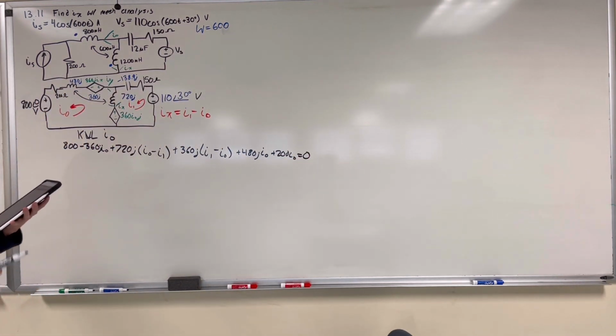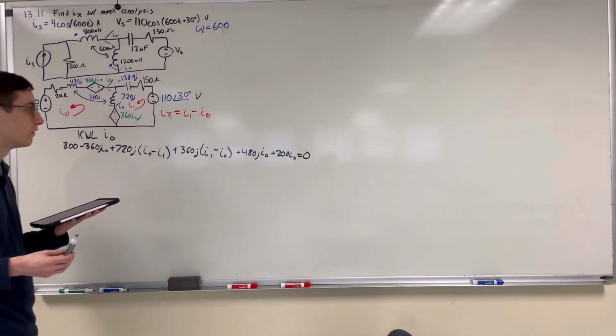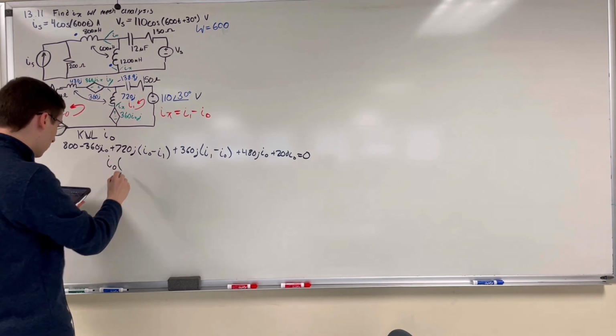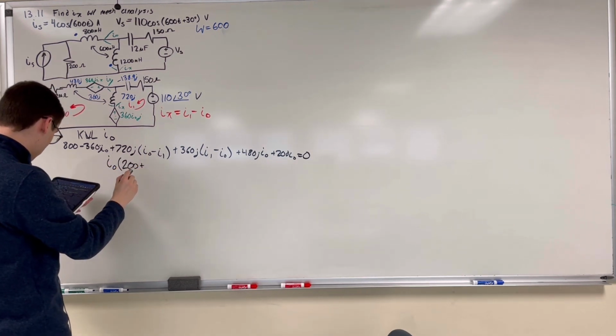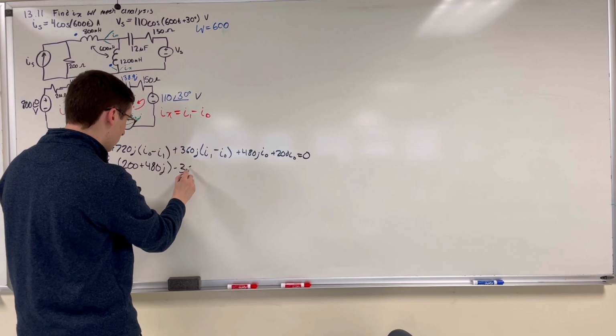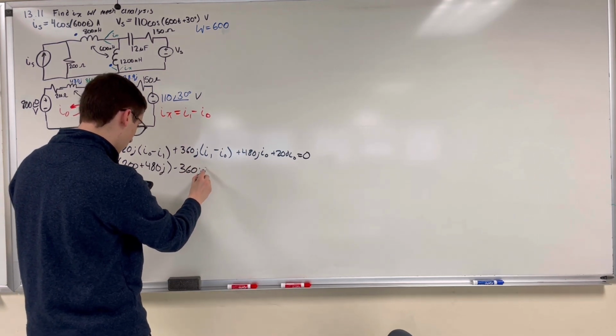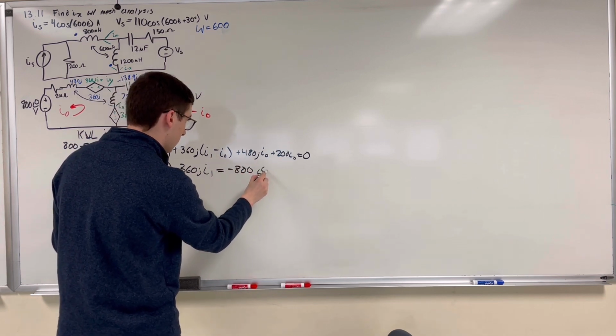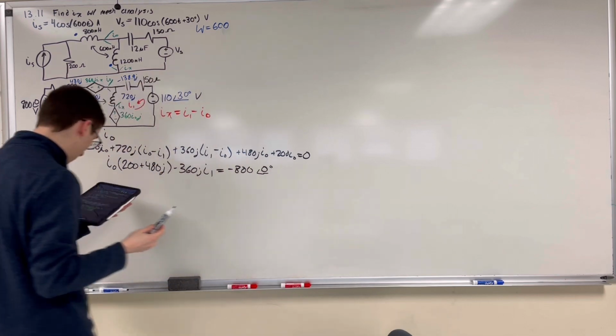Pretty long equation, but it gets simplified pretty simply. So I'm just going to go to the simplified form. You guys deal with all the fun algebra. It's going to be simply IO times (200 plus 480 J) minus 360 J I1, all equal to negative 800, phase equals 0 degrees. Boom.